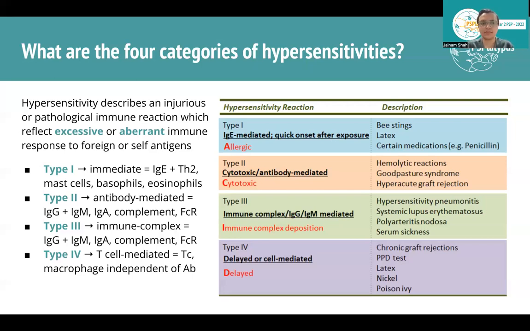Type 3 is exactly the same thing. So you have the same components being involved, but instead of being just a single antibody, it's an immune complex. And we'll go into what the difference is a little bit later. But you can have a look at the different conditions that are responsible here.